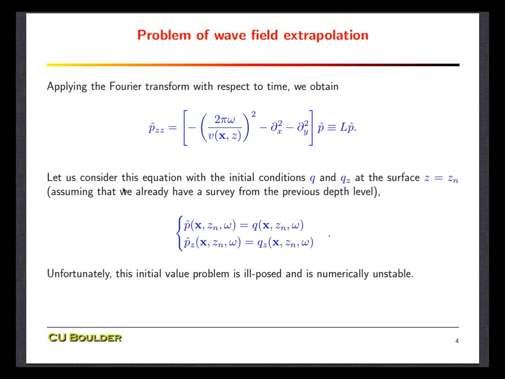Okay, so we'll apply Fourier transform in time. The equation is modified, you see it on the top. And now we have the equation in depth. And if we want to solve it, it's a second order equation, so we need two initial conditions. This problem is ill-posed. So how is it ill-posed?